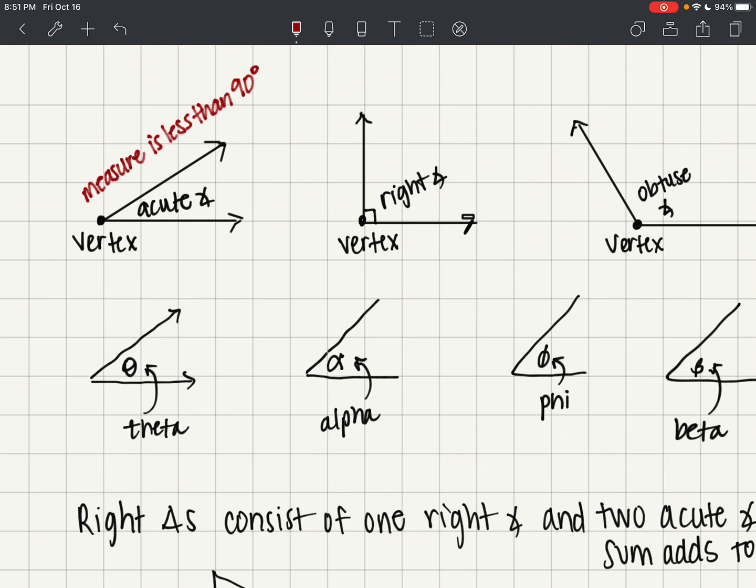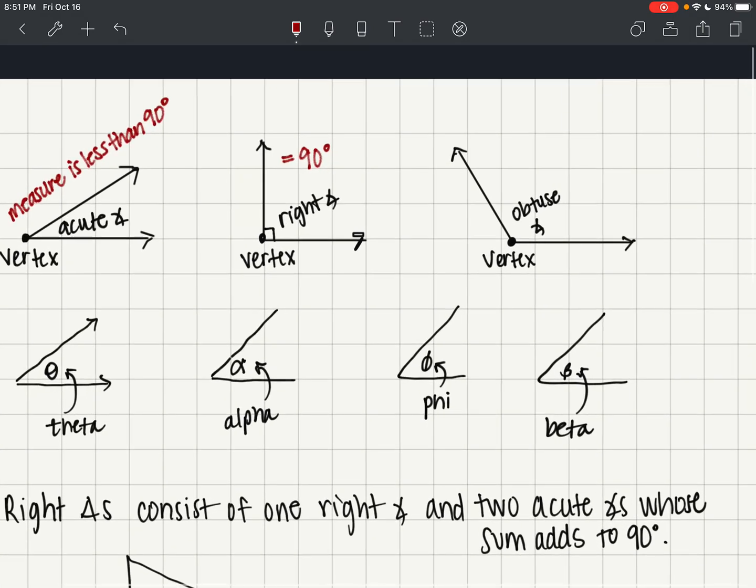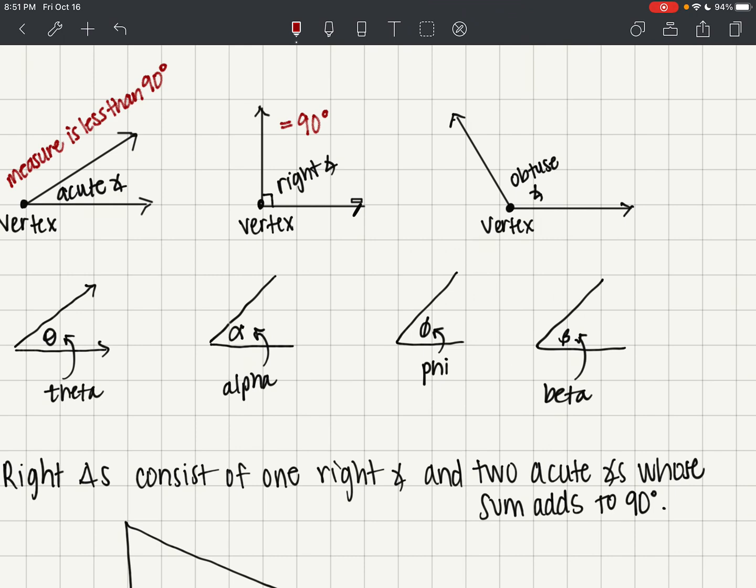A right angle measures exactly 90 degrees, not a tenth of a degree less, not a tenth of a degree more, exactly 90 degrees. And an obtuse angle is an angle whose measure is greater than 90 degrees, but less than 180 degrees. That's an obtuse angle.